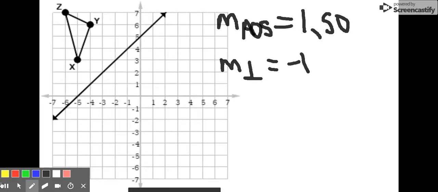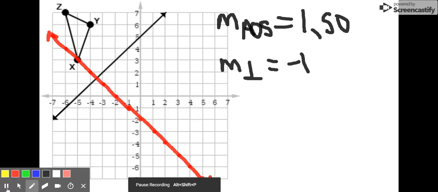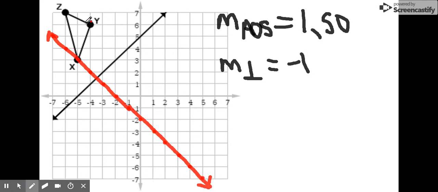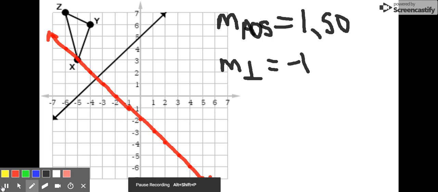Let's start with just X. At this point, you have 2 options. You can continue on and do a line with a slope of -1 through Y and through Z, or you can go ahead and figure out where X prime should be. Let's go ahead and figure out where X prime should wind up.